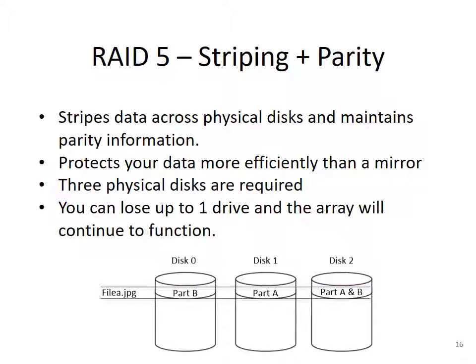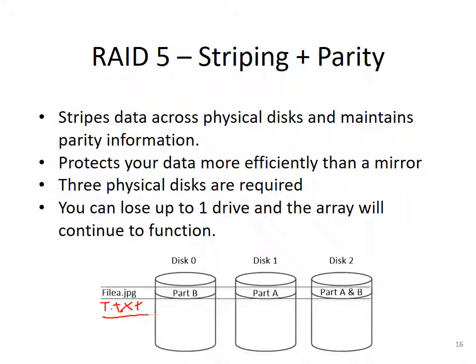Now, one thing to note is that in a RAID 5 array, there isn't one disk that's dedicated to parity. Parity actually happens across every disk, so there's not one parity disk. So let's say we have file a.jpg, and part B is written to disk 0, part A is written to disk 1, and part A and B is written to disk 2. Well, let's say we have another file. I'm just going to call this t.txt.